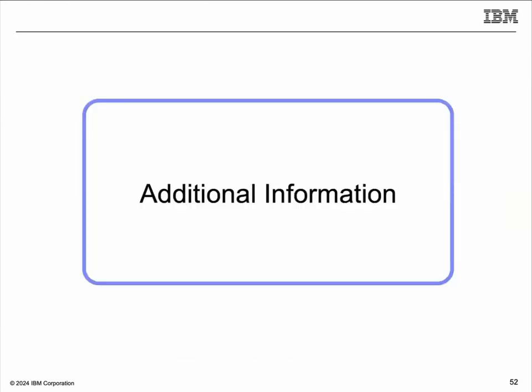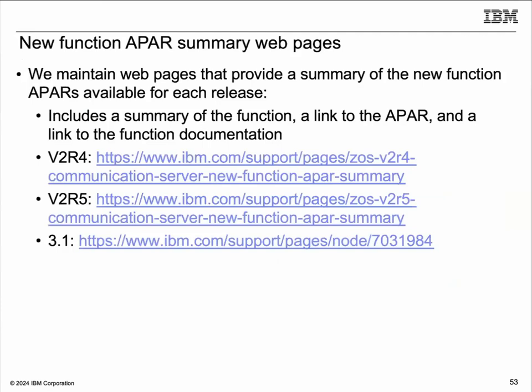All right, and we have just a set of charts on some additional information. This is mostly just information to think about. We have, for some releases now, been maintaining these new function APAR summary web pages. And this is really pretty cool if you like to stay up to date on what new functions we're shipping through continuous delivery. So go to one of these URLs based on the release you're at now. If you're at 2.5, go to that second one.